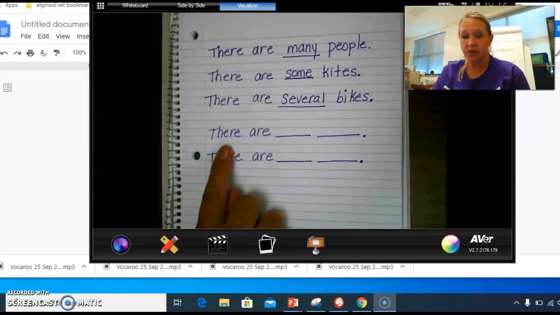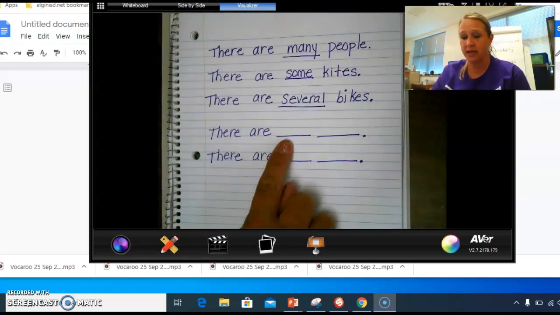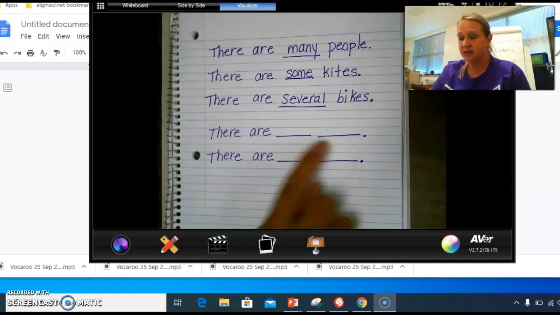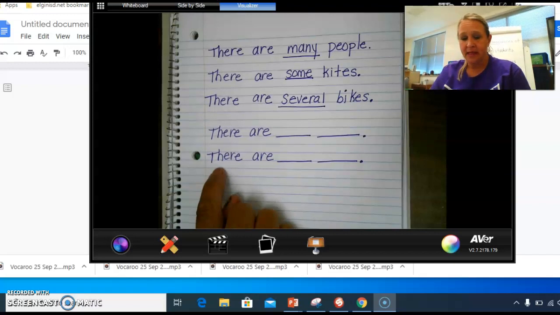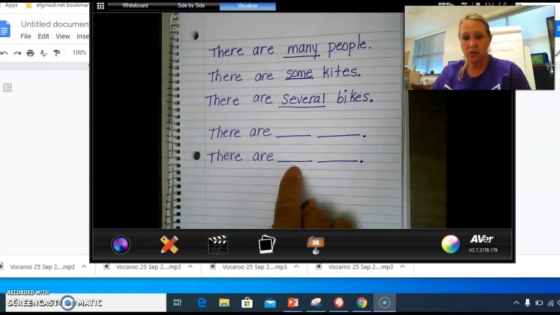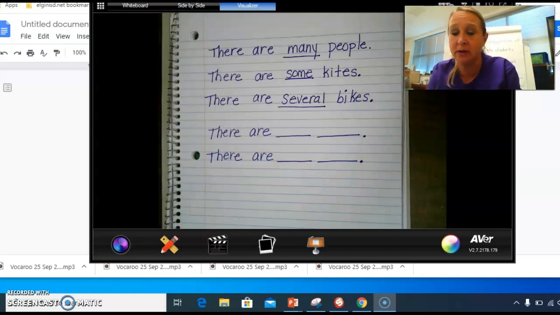So here would be your 2 sentences. There are blank blank. So quantity and object. There are quantity and object. Remember, quantity tells you the amount or how many of something. So make sure you take a picture of your 2 sentences and upload it to your Google Classroom.